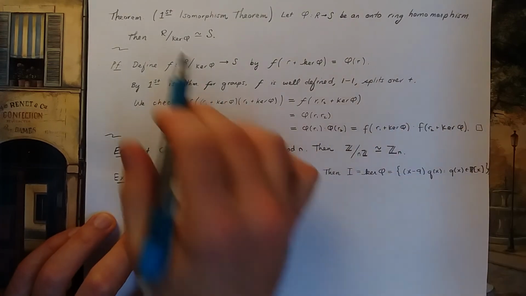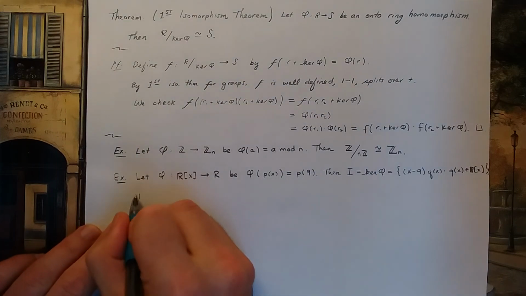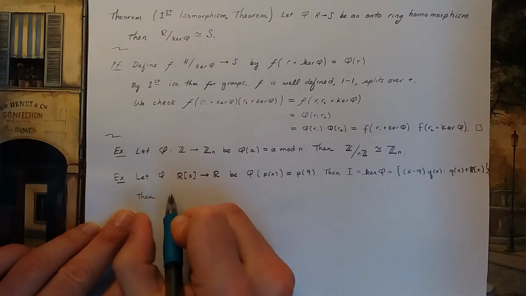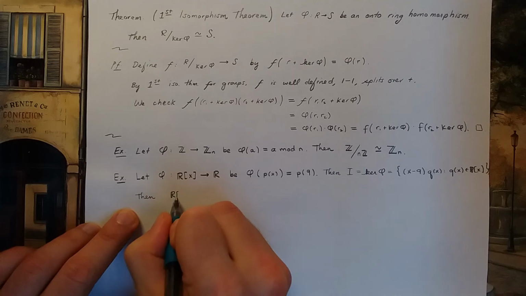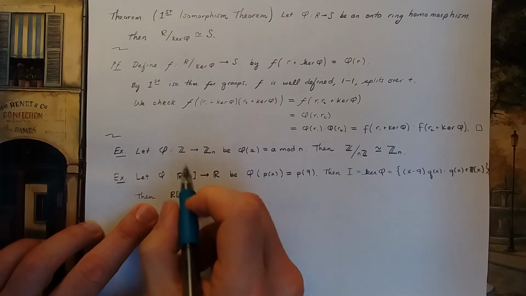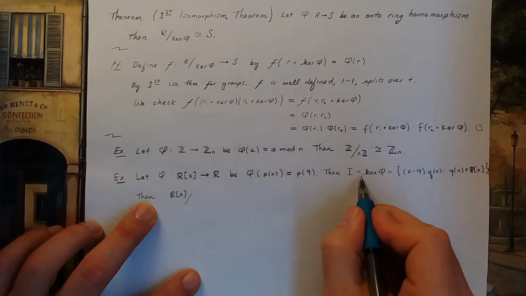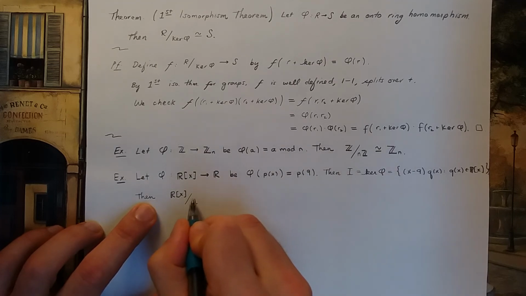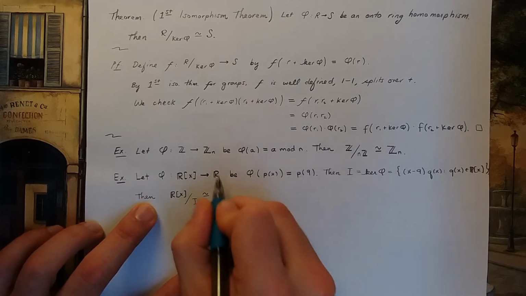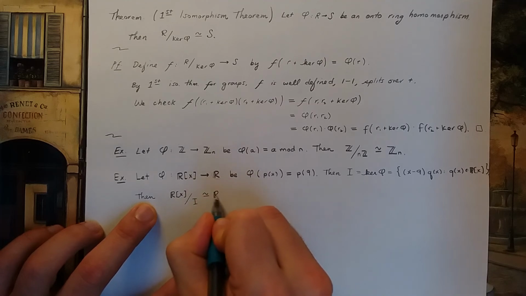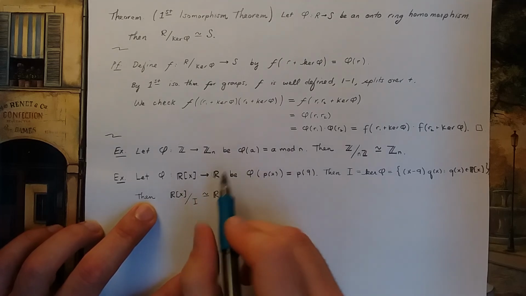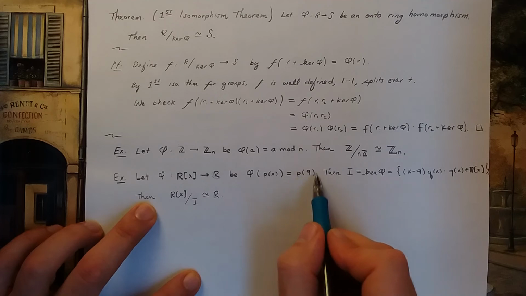The first isomorphism theorem for rings says that my ring of polynomials mod this kernel should be isomorphic to R. In this case, it is true that I have an onto ring homomorphism.